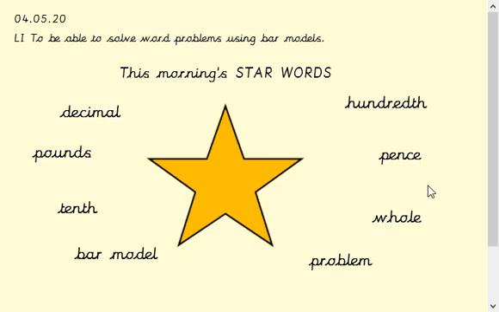Okay, this morning's learning intention is to be able to solve word problems using bar models. And our star words this morning, as always, because we're dealing with money, are decimal, pounds, tenth. Now we've added in bar model this morning. We've also got hundredth, pence. I've put whole in, and we've got problem there this morning. So lots of the words are still the same, words that we've been using over the whole unit of money, but we've added a couple extras in this morning.